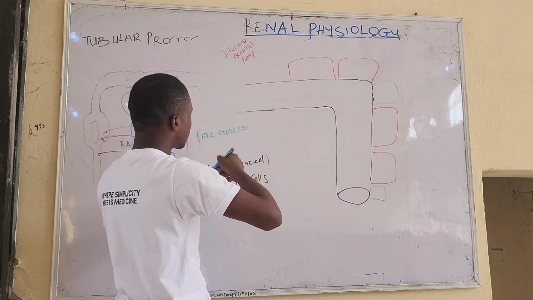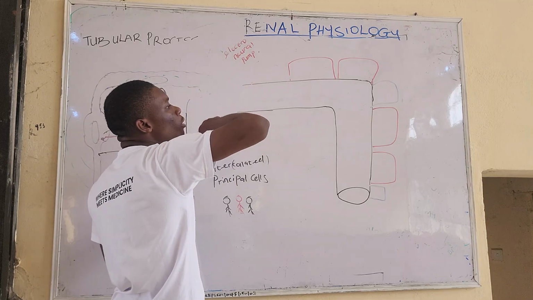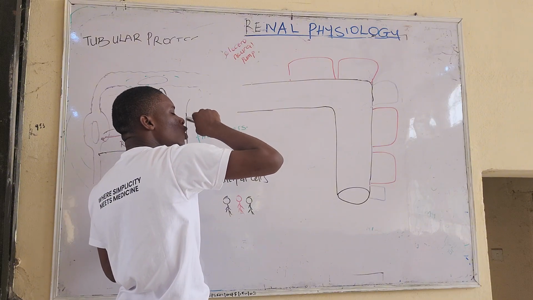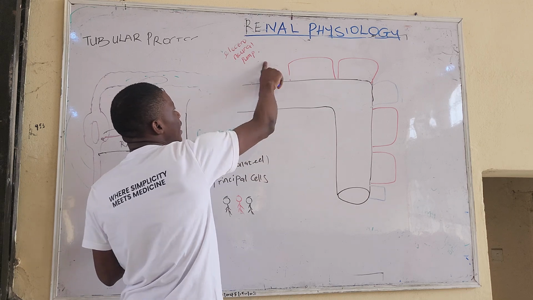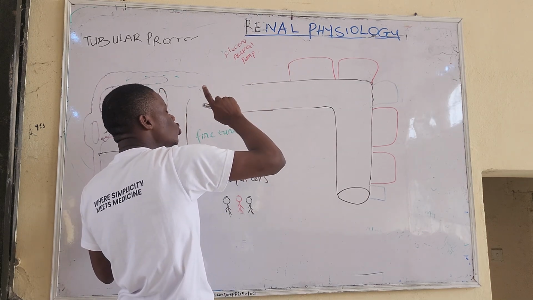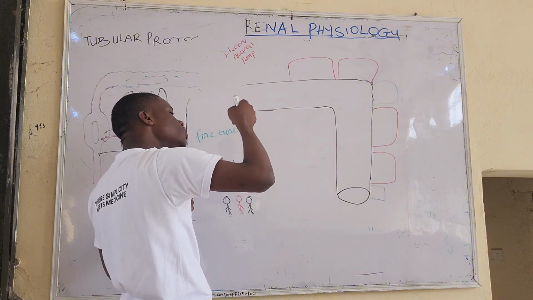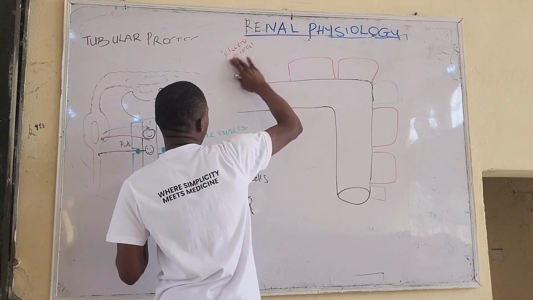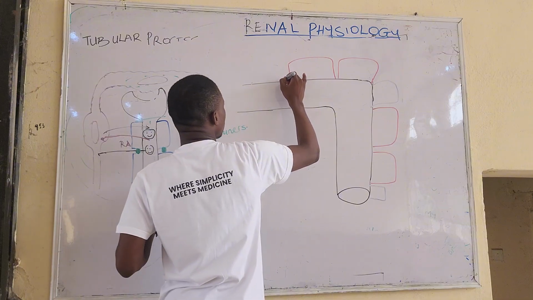One thing I wanted to add is the electroneutral pump. I wrote something about the electroneutral pump, the sodium chloride co-transporter, the late DCT. Sodium chloride co-transporters are called electroneutral because they do not cause a charge in the lumen. But sodium potassium 2 chloride co-transporters are called electrogenic pumps because they cause a charge inside the lumen. Need to add that.